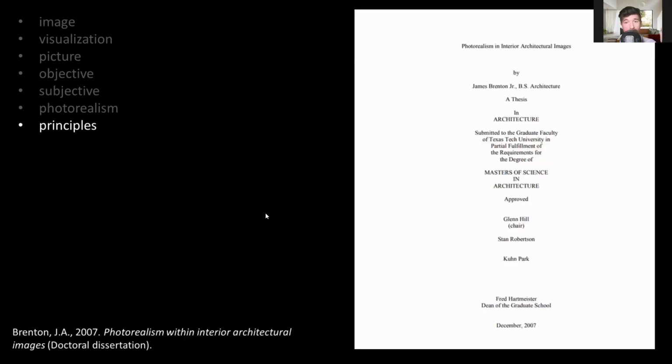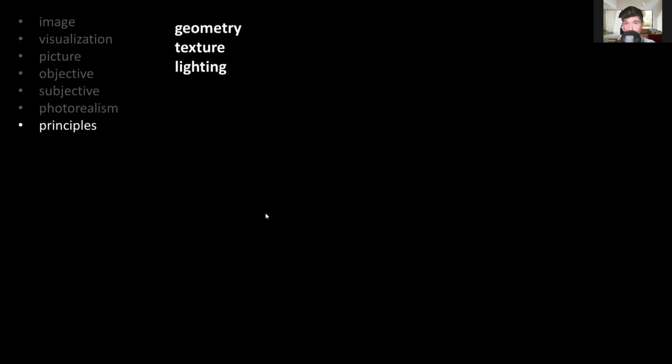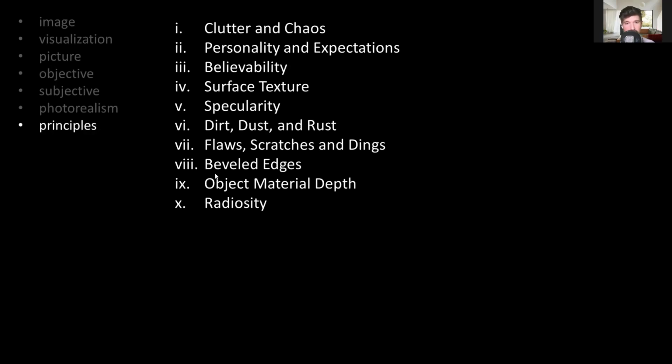That approach was taken by James Brenton in his doctoral dissertation called Photorealism Within Interior Architectural Images, where he specified that basically architects can only use three major things, which are geometry, texture, and lighting. So if we now try to combine these two things, we can take the 10 principles introduced by Fleming, and these three categories introduced by Brenton. If we wanted to place certain principles into the category of geometry, where would they fit? You can write your answers in the comments below.